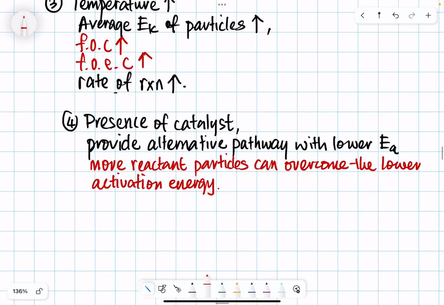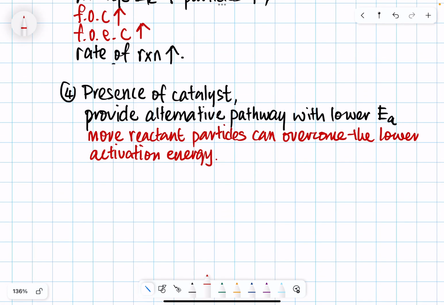So what is going to happen? We will have a higher frequency of effective collision. The frequency of collision is still going to remain the same, but this time it changes only the frequency of effective collision. Now, that is the reason why the rate of reaction increases.